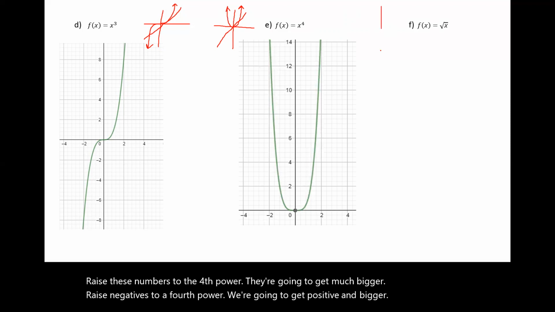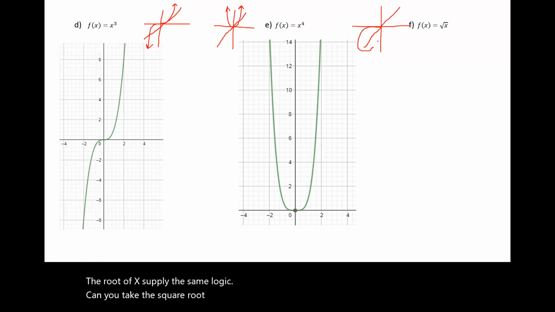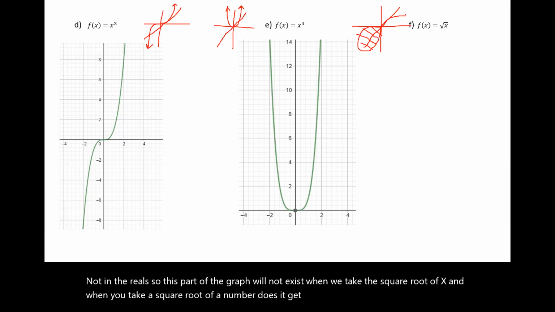The root of x. Let's apply the same logic. Can you take the square root of a negative number? Not in the reals. So this part of the graph will not exist when we take the square root of x. And when you take a square root of a number, does it get bigger or does it get smaller? That's why we have this sort of shape.